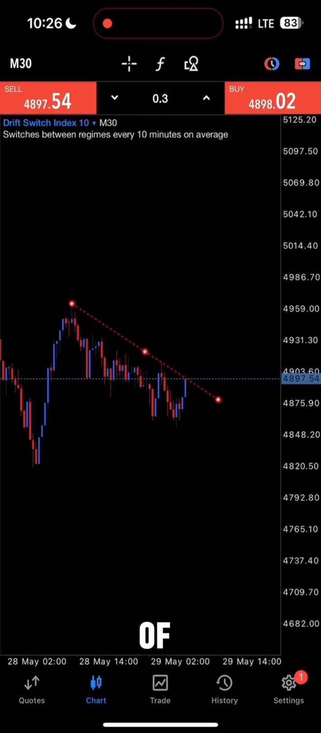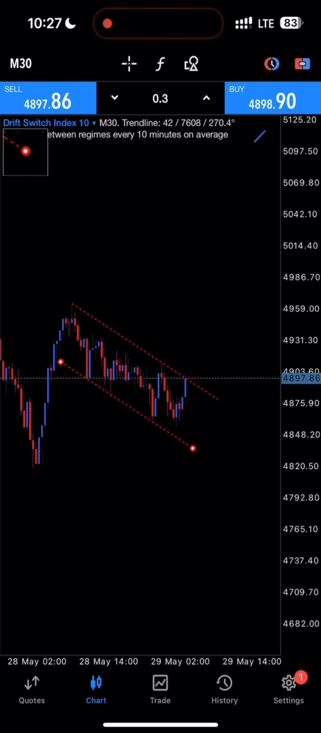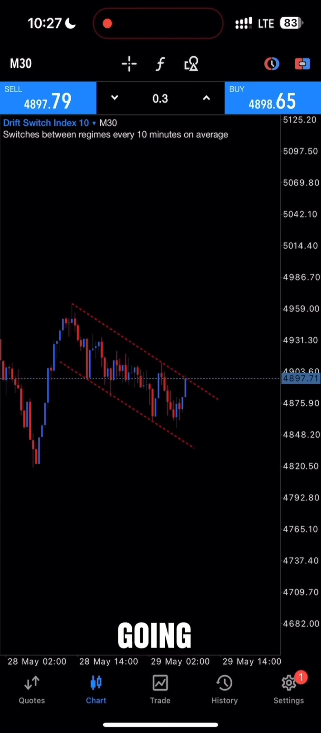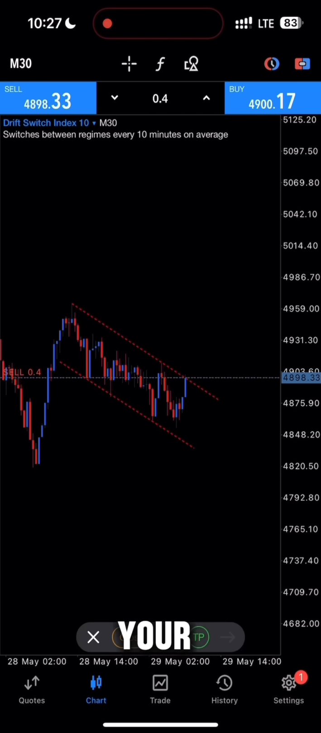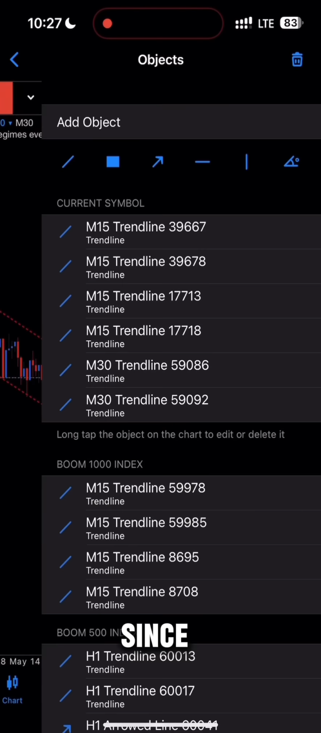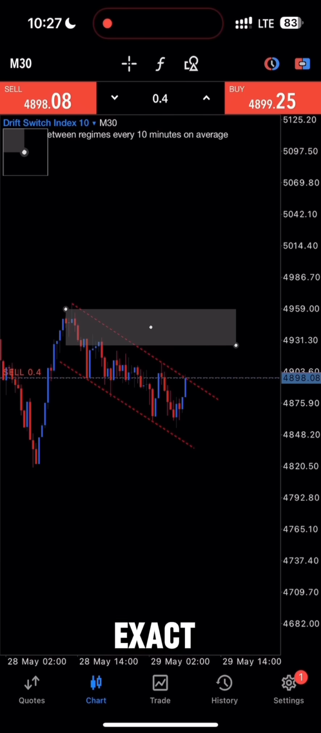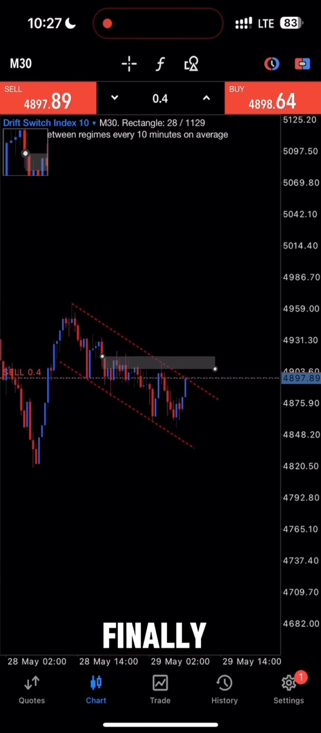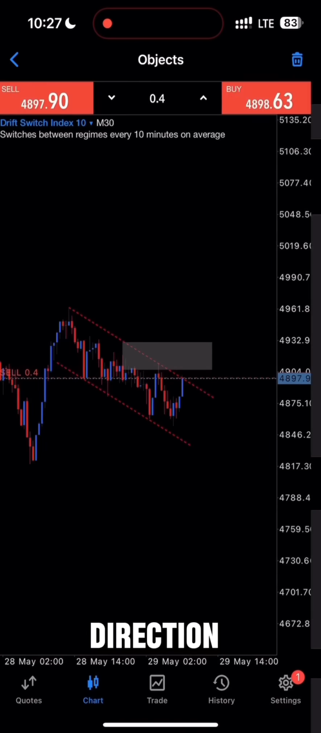This is another example of a flag. This is a bullish flag. Bullish flags always have a mischievous pattern of going up in the end, but sometimes in the process they go down first. So you have to identify using the time frame you are using. Since I'm using M30, it's going to follow the trend first by following the zigzag pattern, the ladder, going up, down, up, down, up, down, up, down, and then finally it will break the trend line by going in its intended direction, which is the buy.